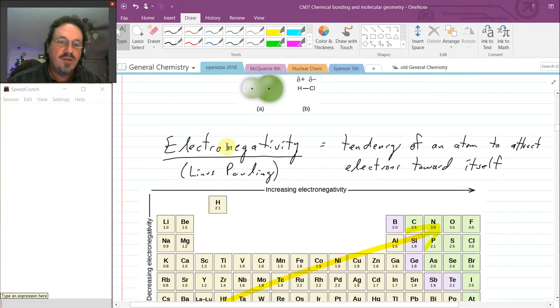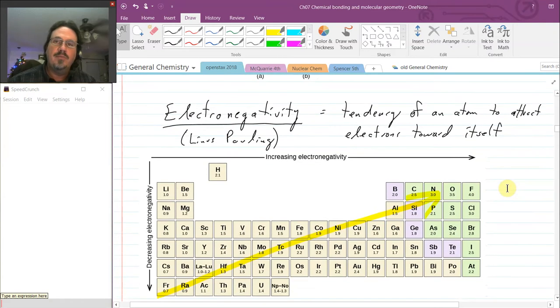So, electronegativity as devised by Linus Pauling. There are other formulations with slightly different values for electronegativity, but I think Linus Pauling's is still the most often used. It's defined as the tendency of an atom to attract those electrons toward itself. And again, I would add that very important caveat: within a covalent bond. The shared electrons are what we're talking about.